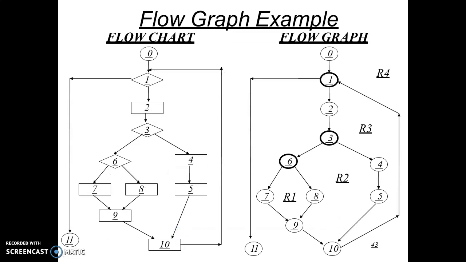So here is a representation of a flow chart to flow graph. You just see over here, to draw the flow graph we use circles only, but we have two kinds of circles. The simple statements are represented as a simple circle, while the conditional statements or decision statements are represented here as a bolded circle. So a bolded circle means we have two possible choices, one for true and one for false. So this slide shows the representation of flow chart to flow graph.